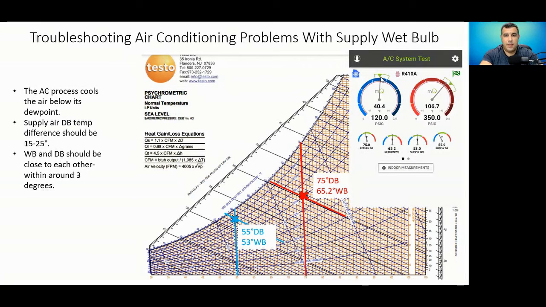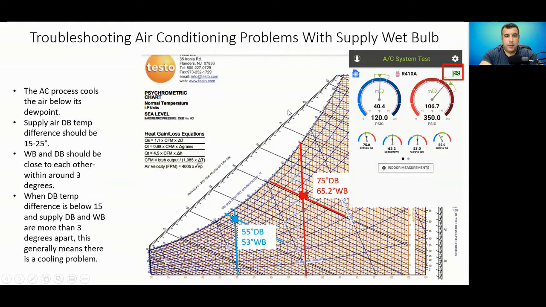Now, let's plot this in Measure Quick. If you notice these conditions here, Measure Quick is happy. But if we start seeing conditions where the dry bulb temperature is below 15 degrees split, and our wet bulb temperature and our dry bulb on the supply air are more than 3 degrees apart, this generally means there's a cooling problem. Let's see what that looks like on the Psych chart.